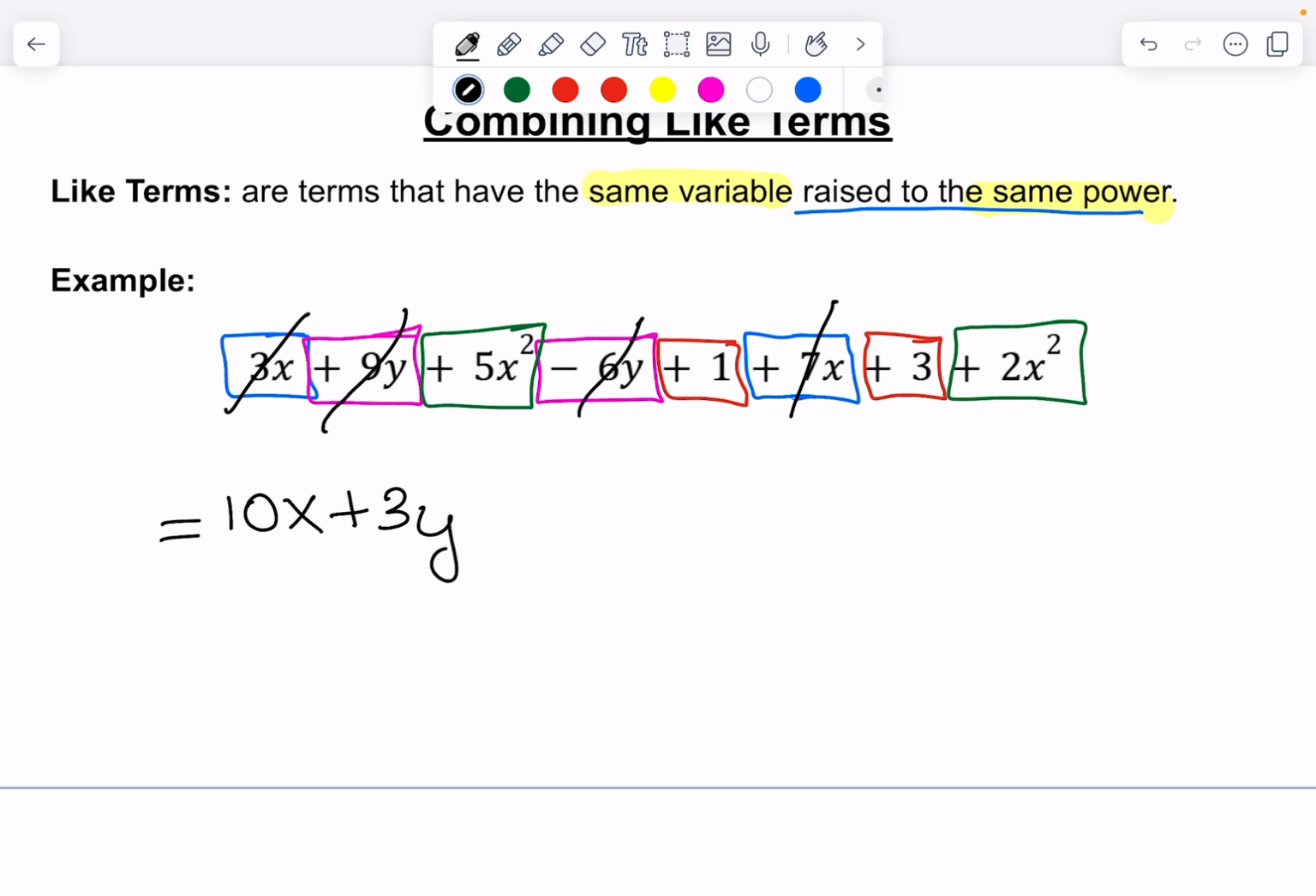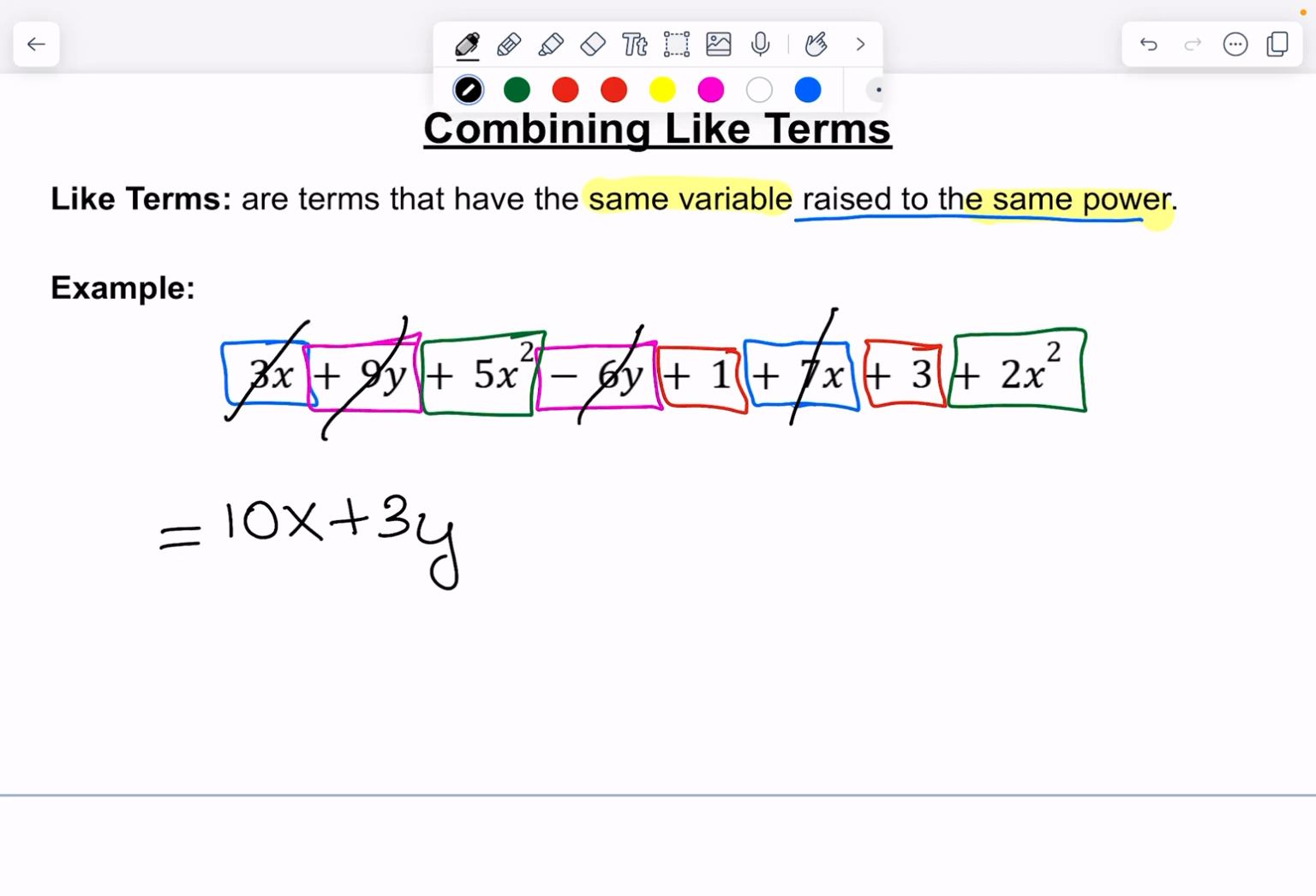Next up, we have the 5x squared plus 2x squared. 5 plus 2 is 7, so we get 7x squared. And those two get canceled out. And last but not least, we have our two regular numbers, 1 plus 3. 1 plus 3 is 4, so I go ahead and write 4.